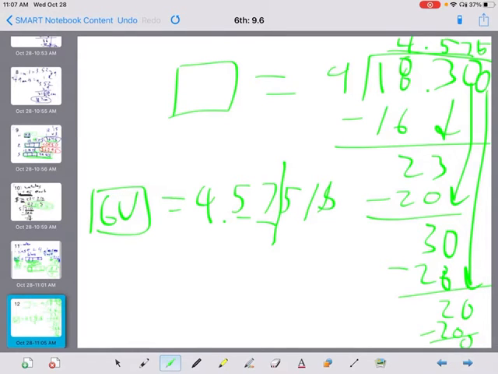Do I go up to 8 or do I stay at 7? Yes, I'm going to go up to 8 because 5 and up means I'm rounding up. So 4 and 58 hundredths pounds. Man, I am done.